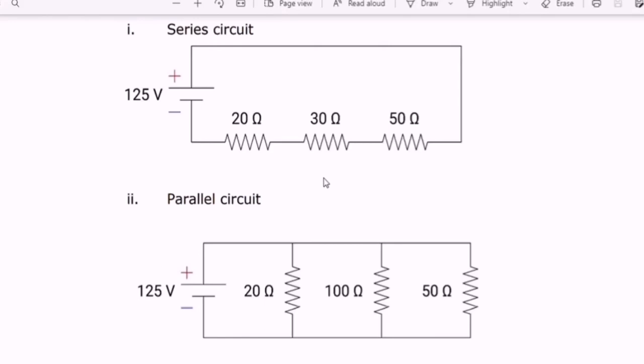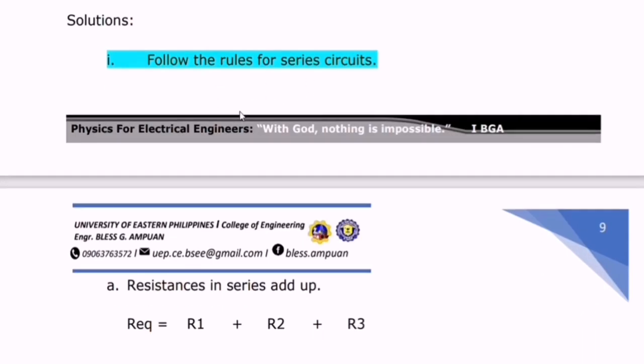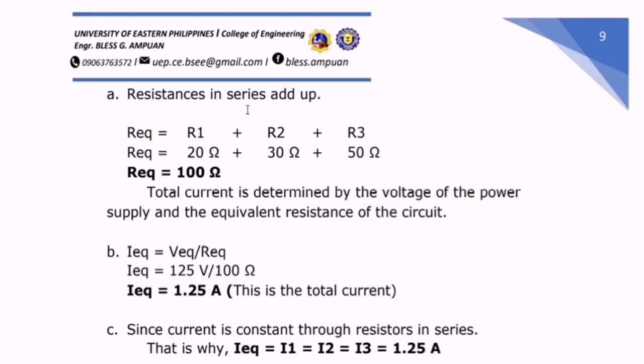So now we are going to solve for this one. First, let us solve for the series circuit. In solving this series circuit, just follow the rules or the relationships between the current, the resistance, and the voltage relations that we have discussed earlier. First, let us discuss the resistances. In order to solve for the resistance in the series circuit, we just add up all the resistances. So to solve for the R equivalent or the total resistance, R sub 1 plus R sub 2 plus R sub 3, we calculate 20 plus 30 plus 50. This gives the answer 100 ohms.